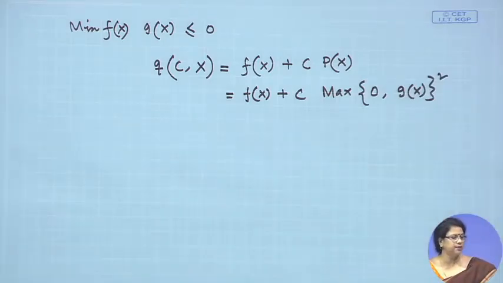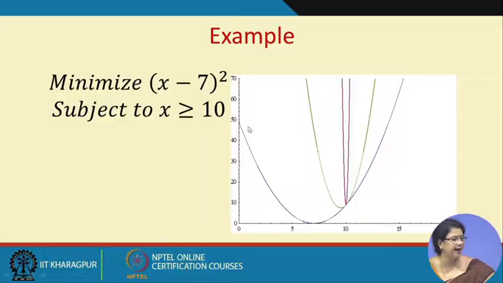And if we just find that for a lower value of c, this blue colored graph is the graph, and if I find the minimum, here is the minimum. For a higher value of c than the previous one, this is the gray colored graph. Okay, and the minimum is coming here, and as the value of c is increasing, we will see the minimum is converging to x equal to 10.